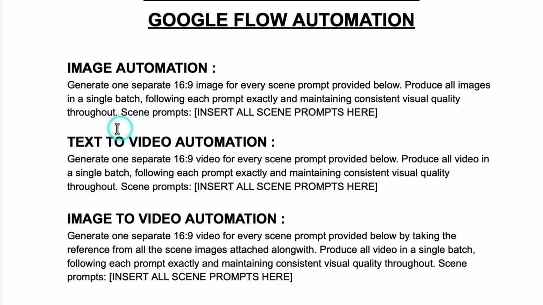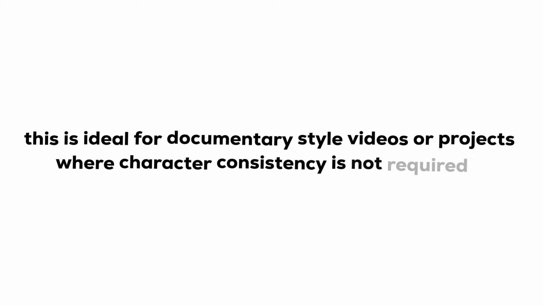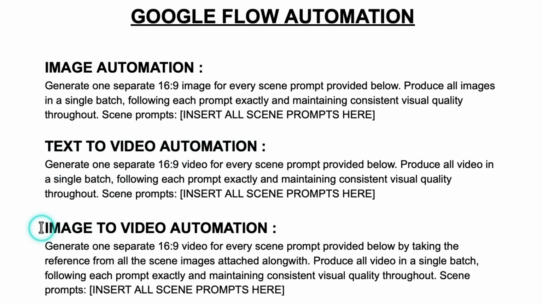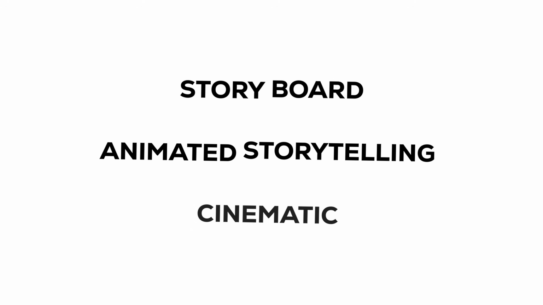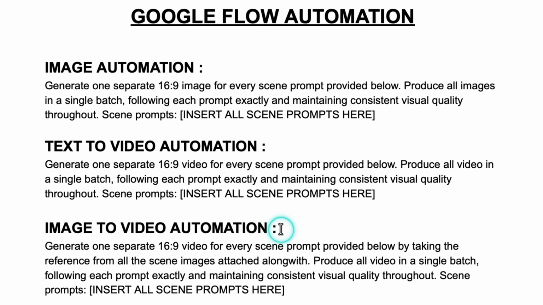In the second section, you will find text-to-video automation, where you can directly generate videos from text prompts without using any images. This is ideal for documentary-style videos or projects where character consistency is not required. In the last section, you will find image-to-video automation, which is used when you need 100% character consistency, such as storyboard videos, animated storytelling videos, or cinematic videos. Keep in mind that although some of the prompts may look similar, the process for all 3 automations is different, so make sure you watch the entire video carefully.